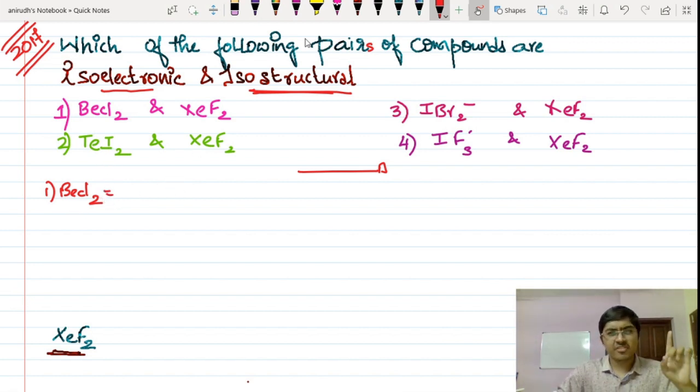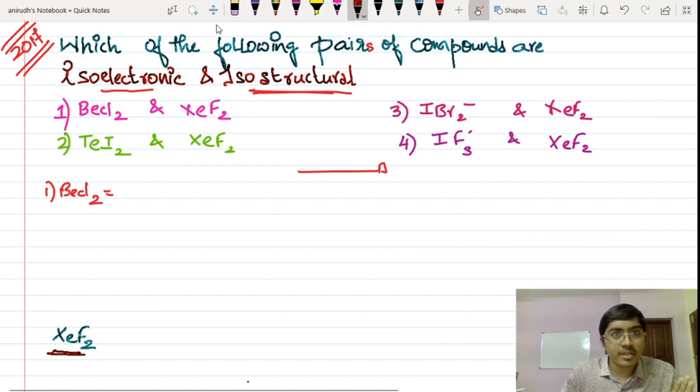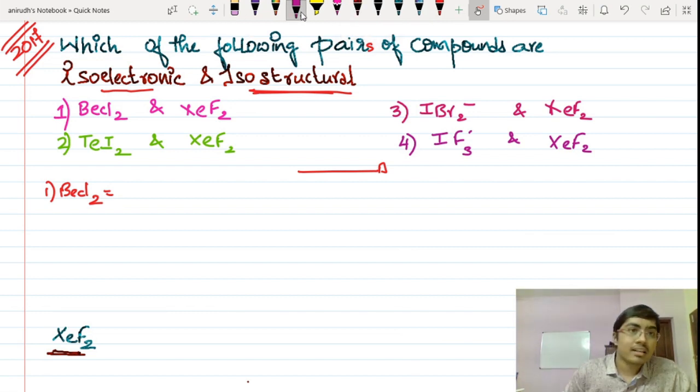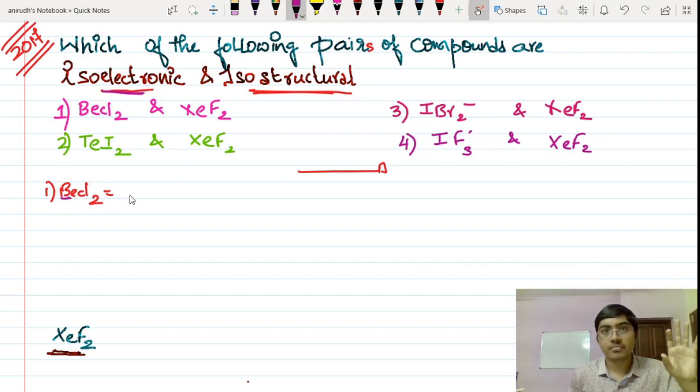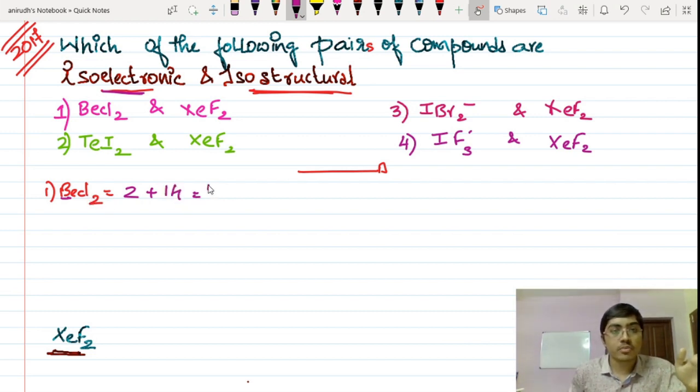For BeCl2, the first part of this solution is to find the number of valence electrons. They are asking which of the following are isoelectronic also, so we need the total number of valence electrons in this compound. Beryllium has atomic number 4, so on the outer shell there are 2 electrons, plus chlorine is 7 plus 7 is 14. So that is equal to 16.